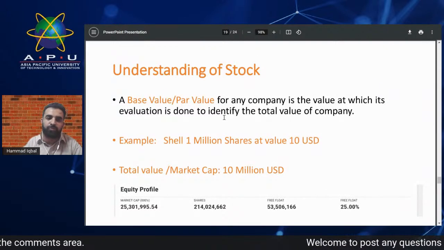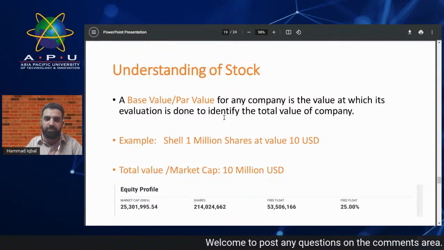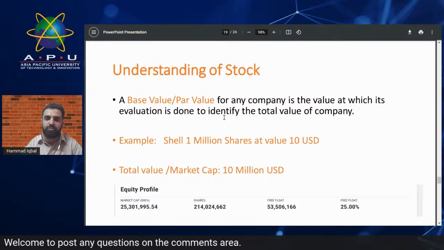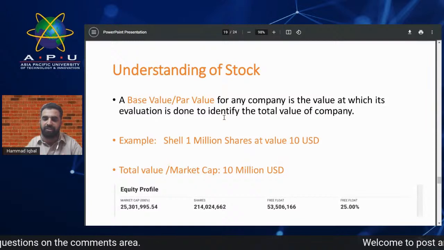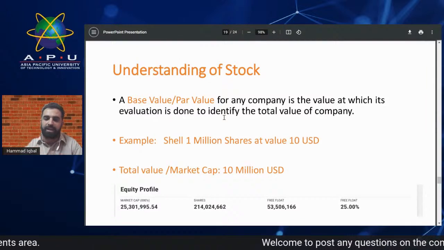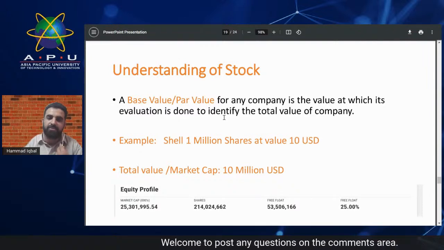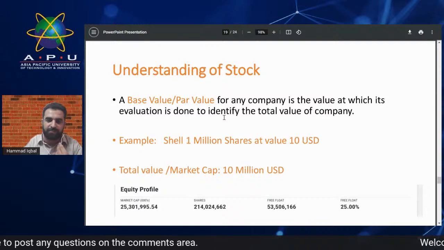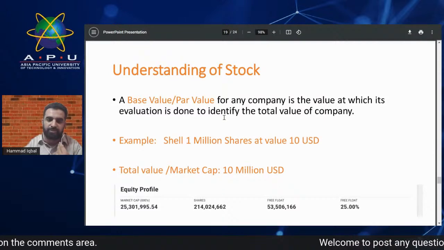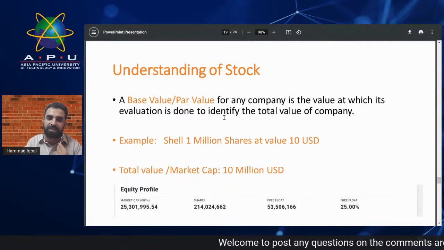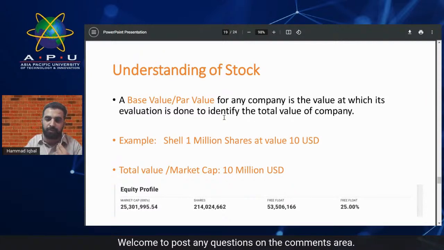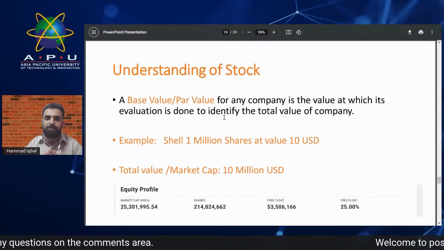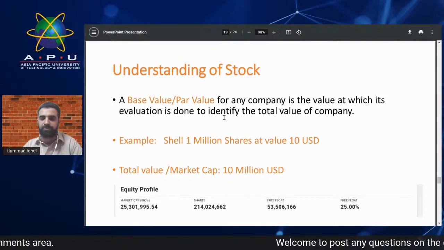So to understand stock, we need to understand the base value. I gave you one example: if my company is worth 10 billion, I can issue one share at $10 each. That means my company can issue 1 billion shares. So in total, the base value of my company's share is 10 USD, total shares available is 1 billion, and my capitalization for that company before issuing stock is around 10 billion. So that's the base value or par value we usually talk about.